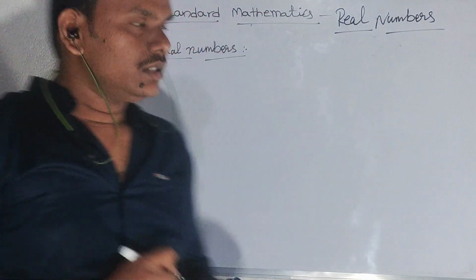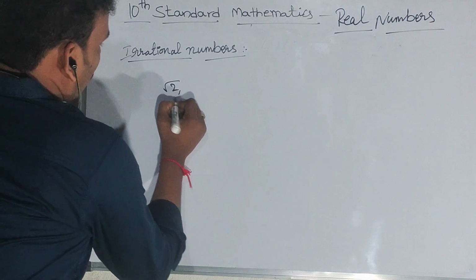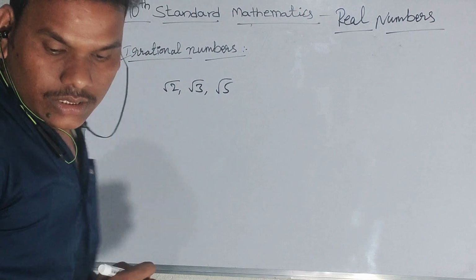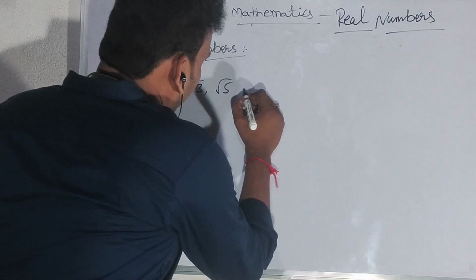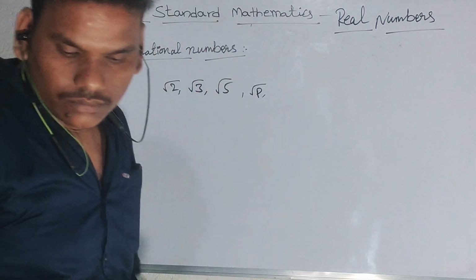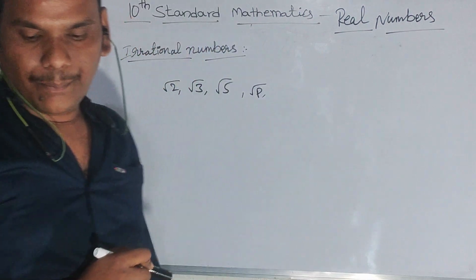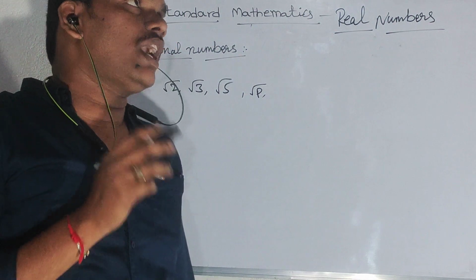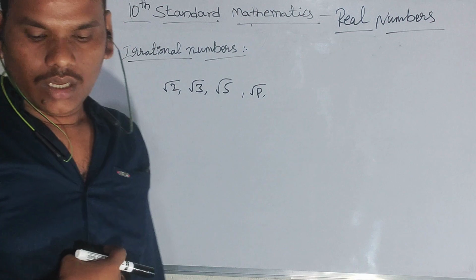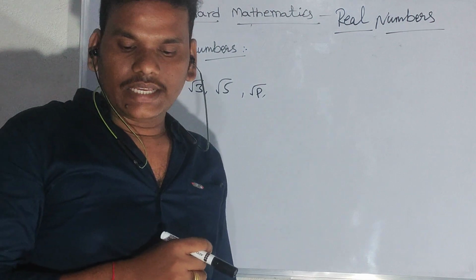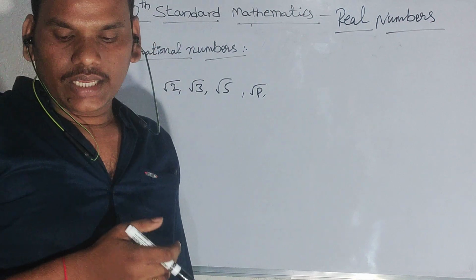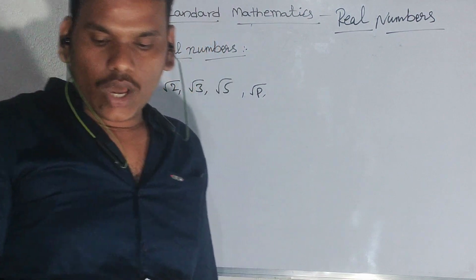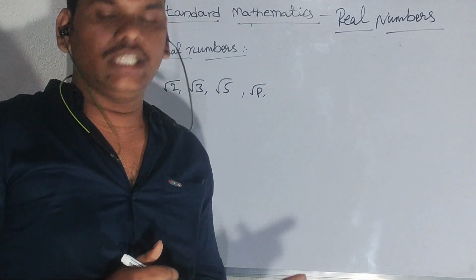We will prove that square root 2, square root 3, square root 5 and in general square root p is irrational, where p is a prime. One of the theorems we use in our proof is the fundamental theorem of arithmetic. Recall, a number s is called irrational if it cannot be written in the form p by q, where p and q are integers and q not equal to 0.